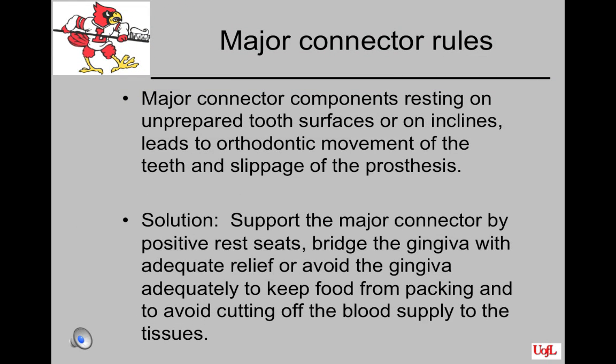As far as major connector rules, the major connector components resting on unprepared tooth surfaces or on inclines lead to orthodontic movement of the teeth and slippage of the prosthesis. Settling leads to destruction of the periodontium. The solution is that you need support for the major connector by positive rest seats. You need to bridge the gingiva with adequate relief or avoid the gingiva adequately to keep food from packing and to avoid cutting off the blood supply to the tissues, which leads to destruction.